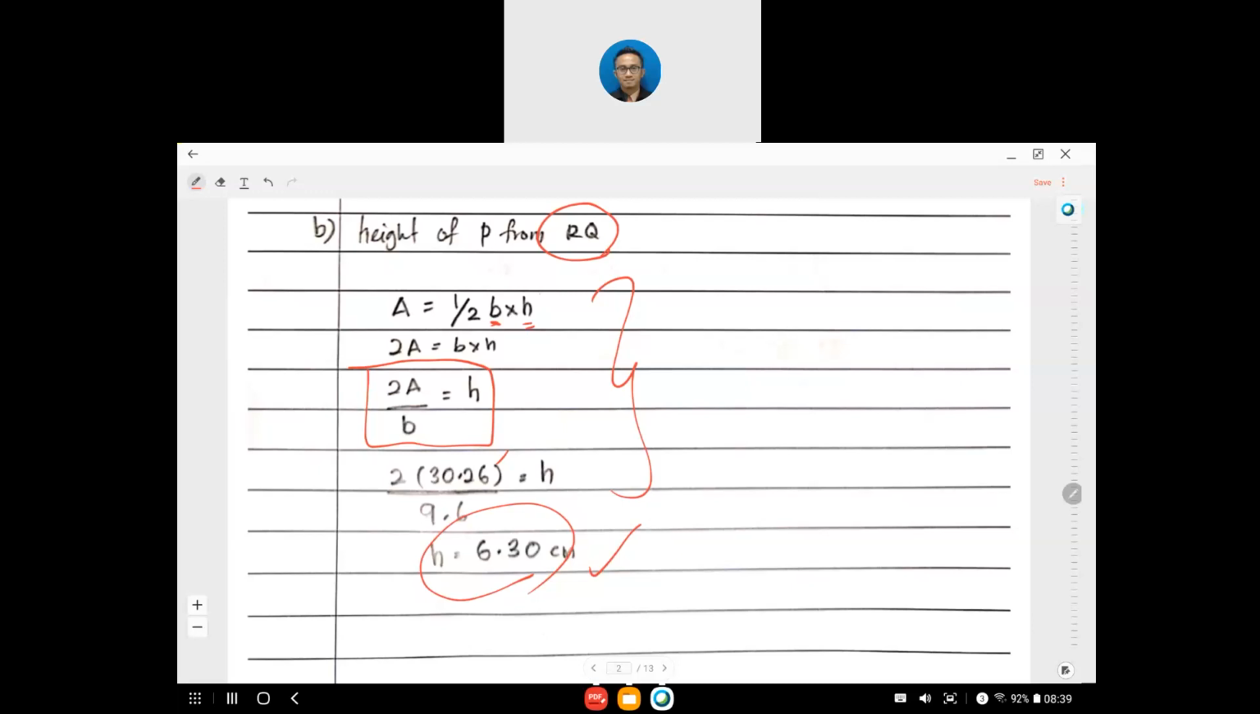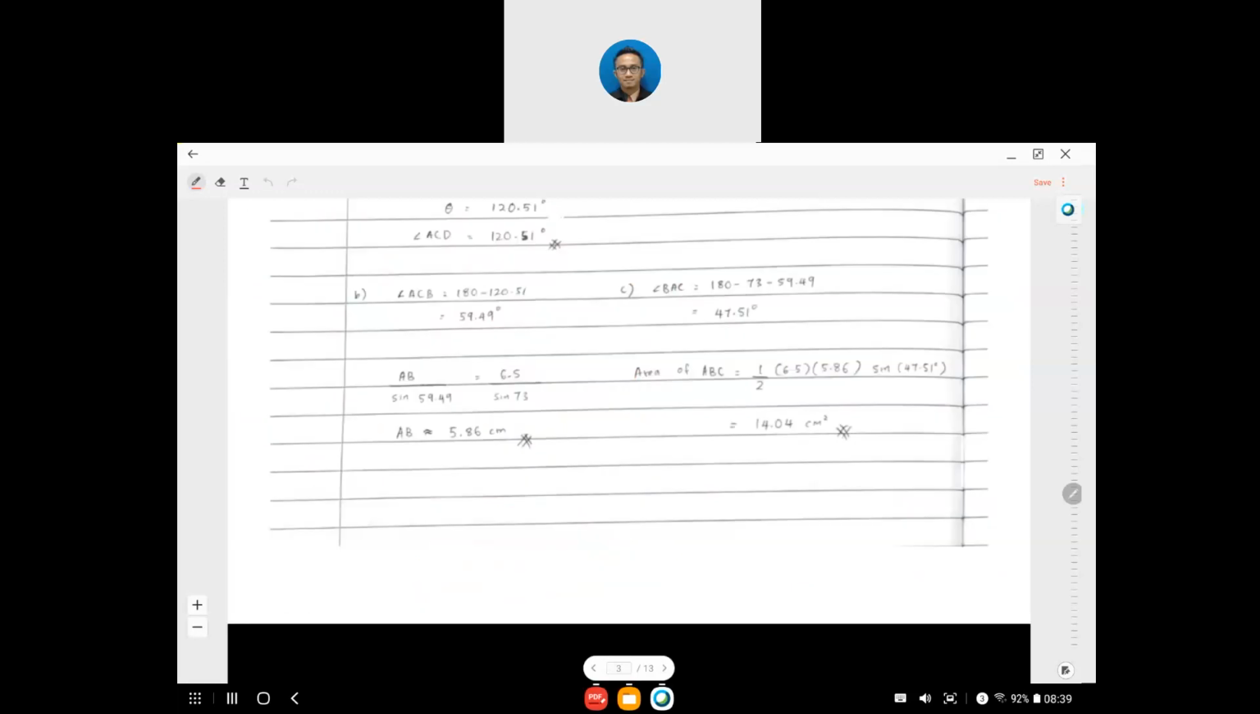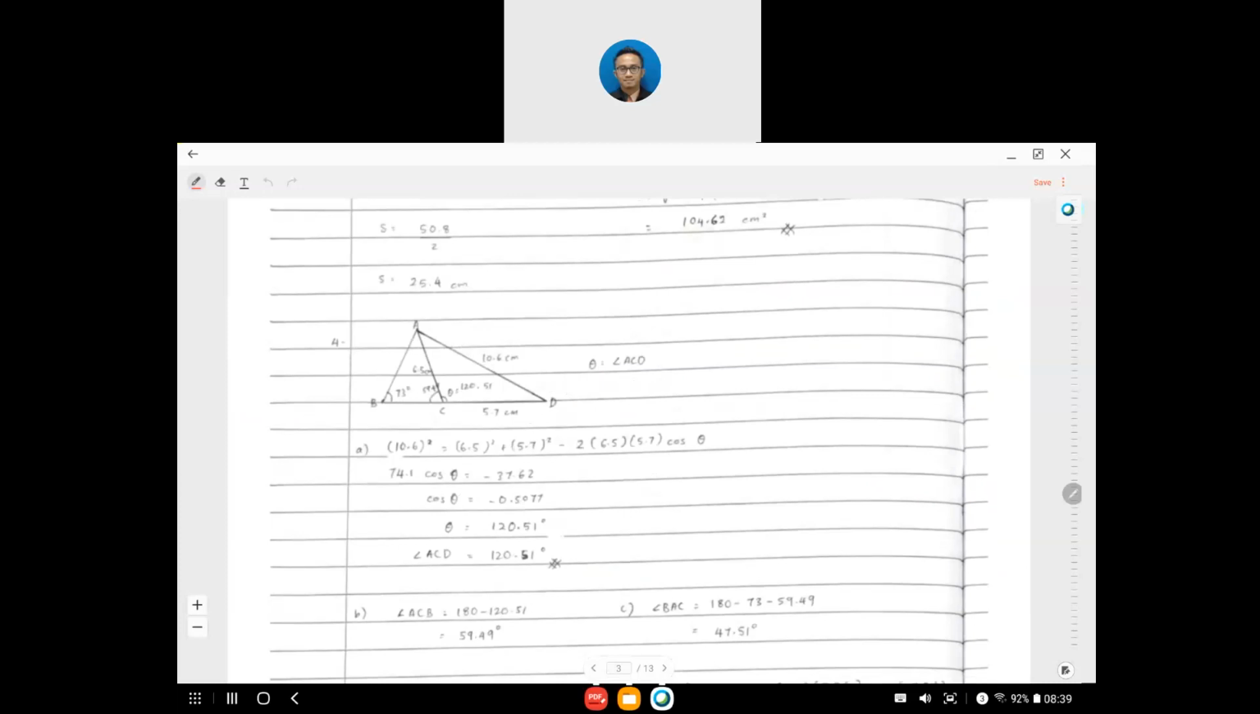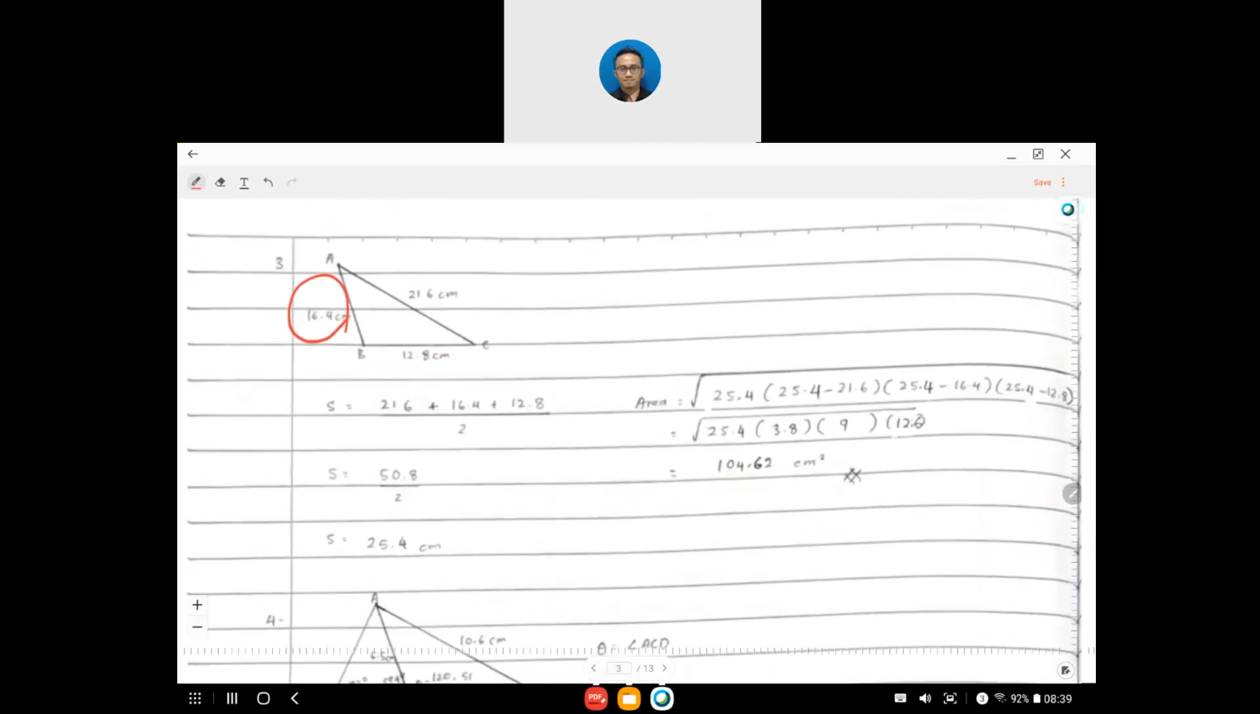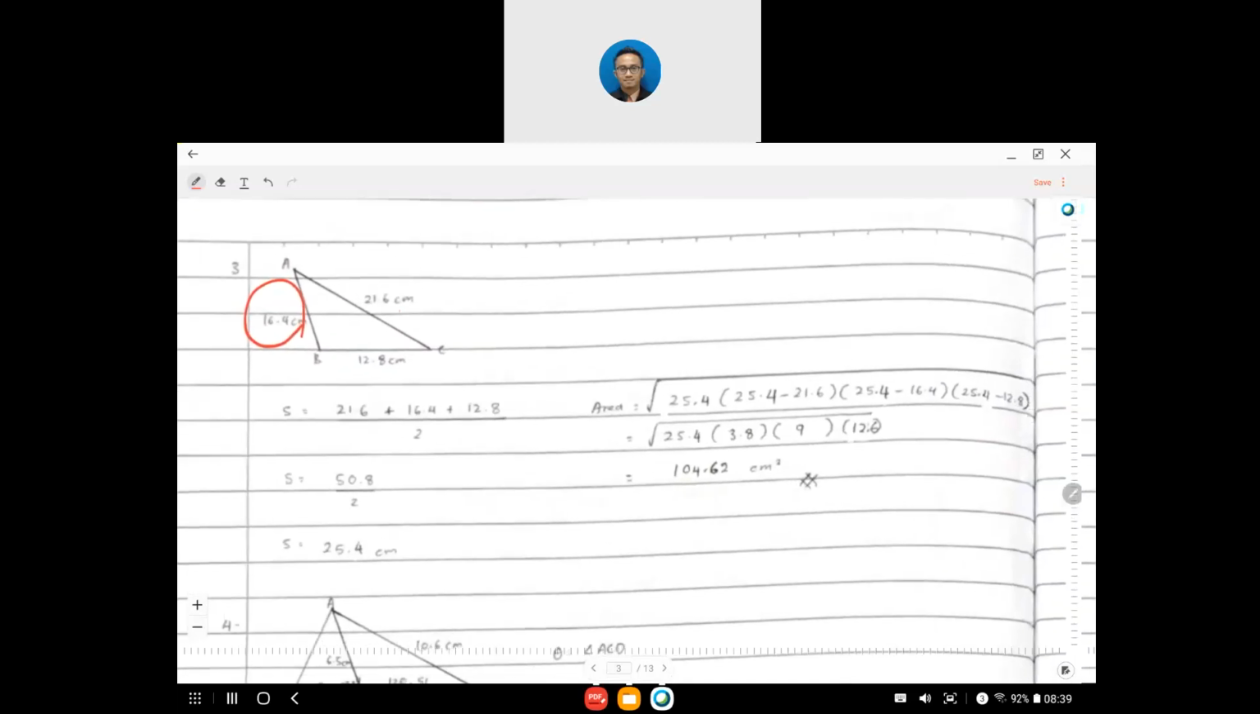Now look at question 3. In the diagram below, so you have the diagram. Calculate the area of triangle ABC. So this one is also the same thing. You have the values of the sides, so we need to use Heron's formula.